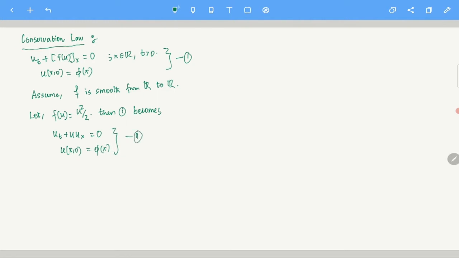Now what do you think? Have you seen this problem too? Of course we did. Where did we see it? (2) is called the Burgers' equation. And you remember we have solved this too. By solving it, I mean that we have found a solution to the Burgers' equation.